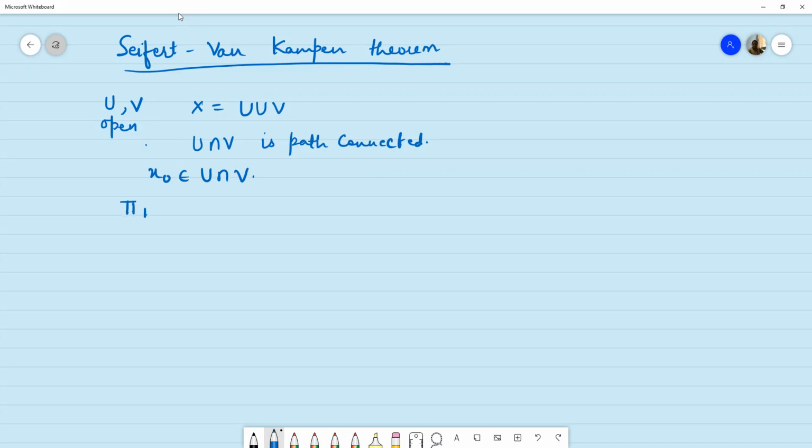and let us take some point x naught in the intersection of U and V. Then these two groups, pi1 U x naught and pi1 V x naught, we consider the images of these two groups in the group pi1 X x naught under the homomorphism induced by inclusion. Means we take two inclusion maps J1 from U to X and J2 from V to X.